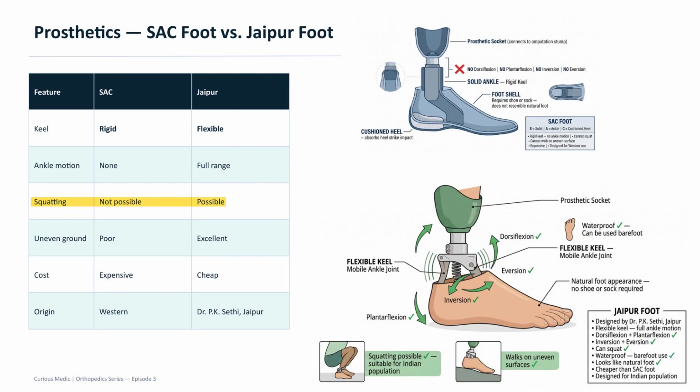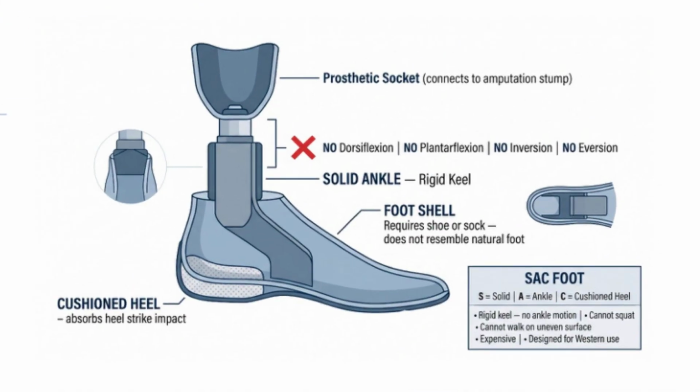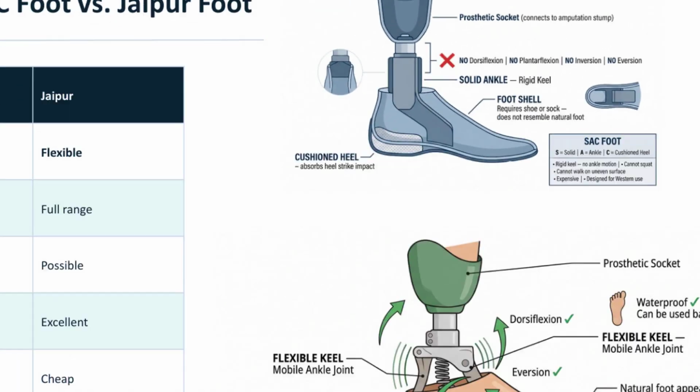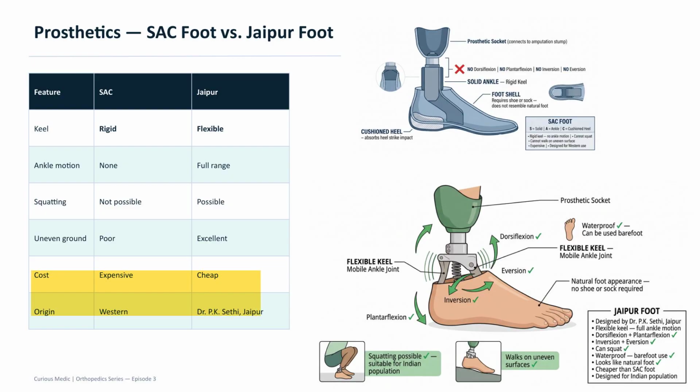Because there is no ankle motion, squatting is not possible. Walking on uneven surfaces is poor. And the SAC foot is not designed for barefoot use. It is a Western design, and it is expensive.